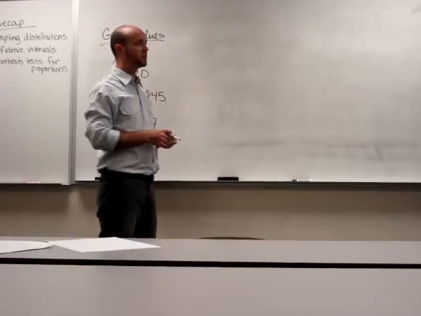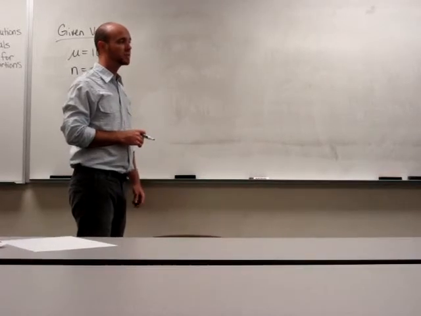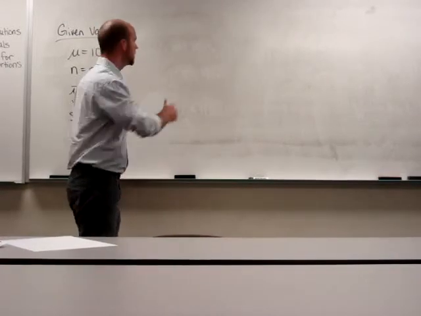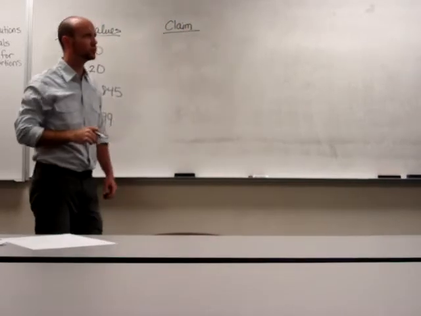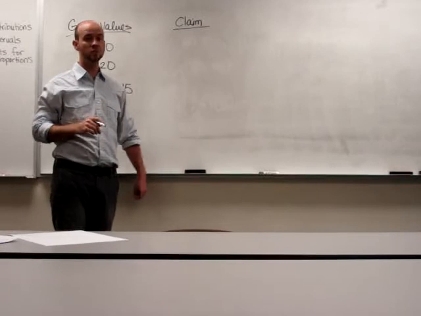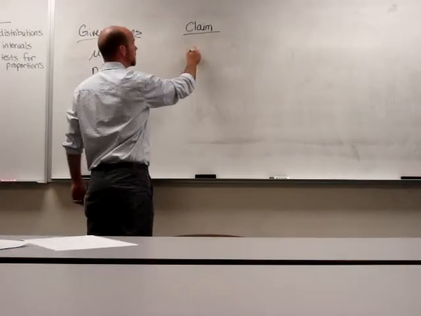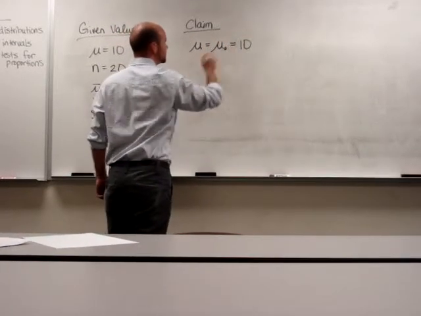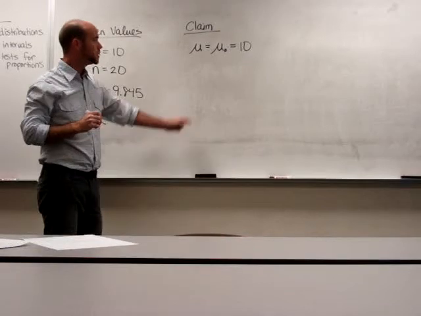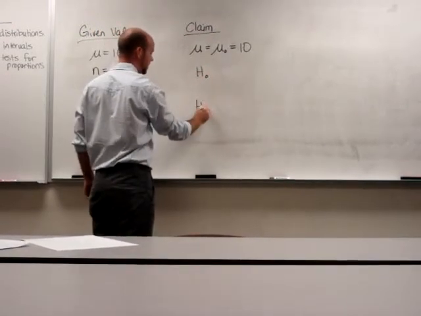So the next step I have listed there says identify your claim and write the null hypothesis and the alternative hypothesis. So what is our claim for this problem? What are we claiming to be true? Well, we're claiming that the machine does indeed give us 10 ounces of coffee. So we say that mu equals mu naught, the true mean, which is equal to 10. That is our claim. Now we want to write out the null hypothesis and the alternative hypothesis.